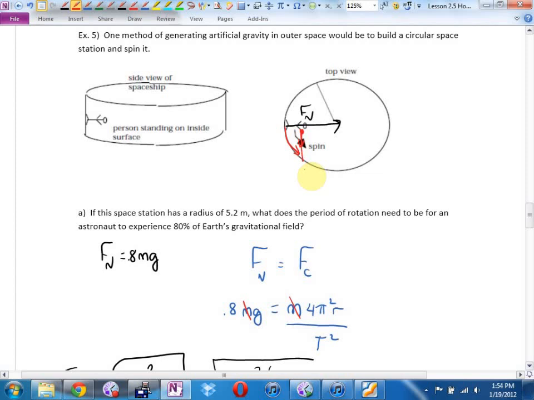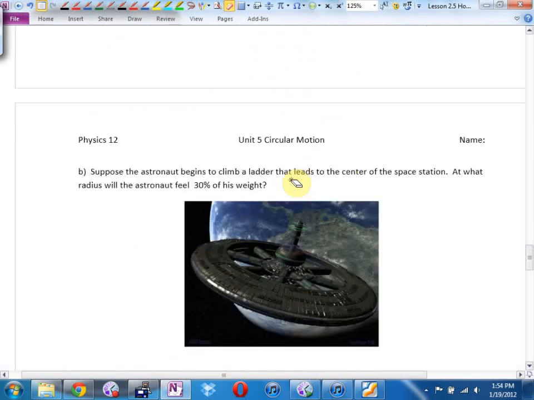All right. The gravitron spins its riders around in a circle. If the ride has a radius of 4.8 meters and it rotates every 2.5 seconds, what's the minimum coefficient of friction required between the riders and the wall of the ride? You need friction in this? I don't know. Let's find out.